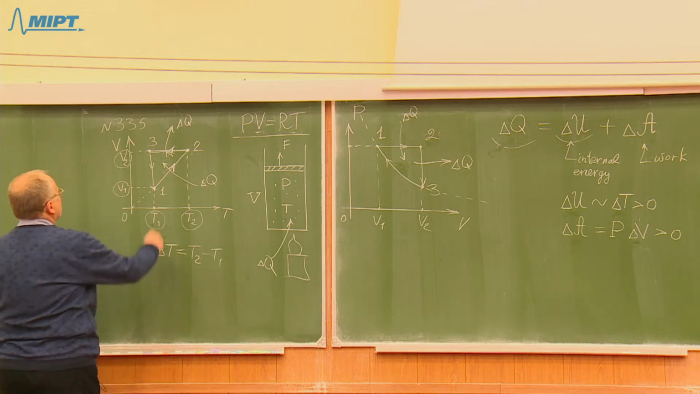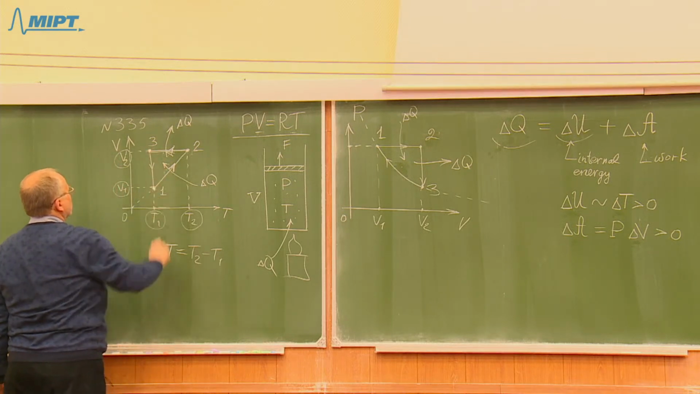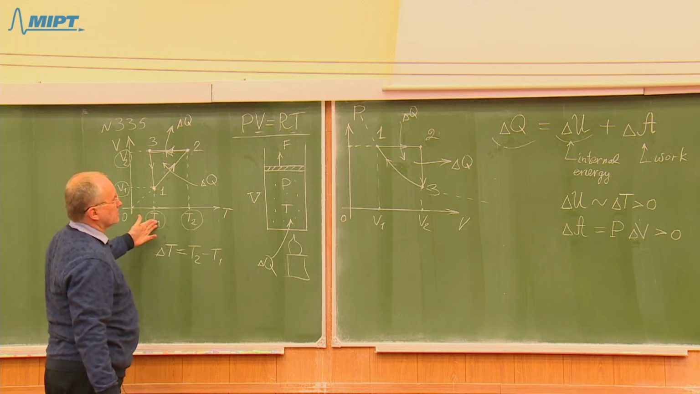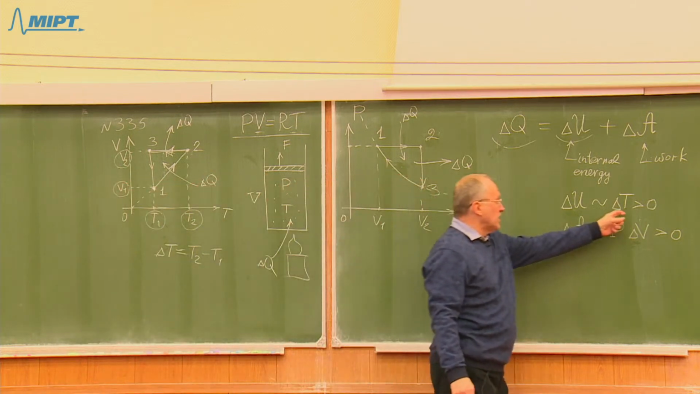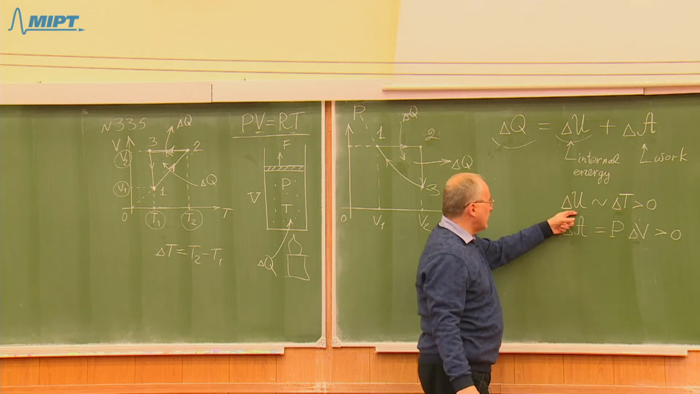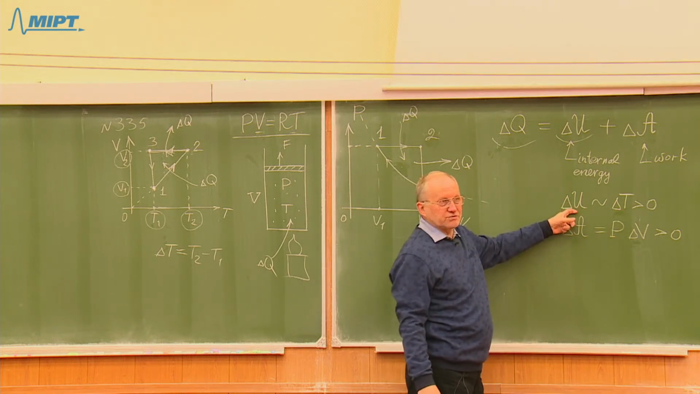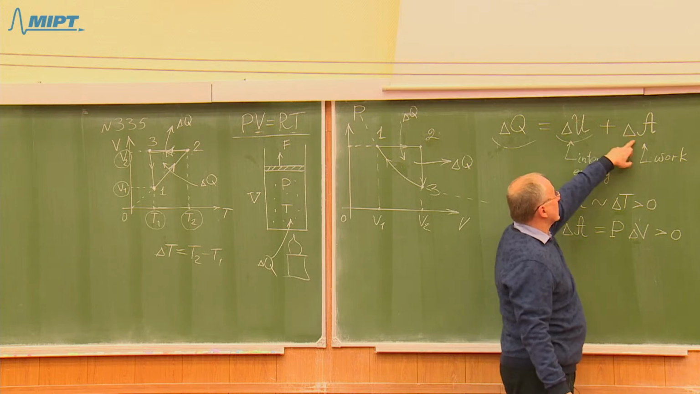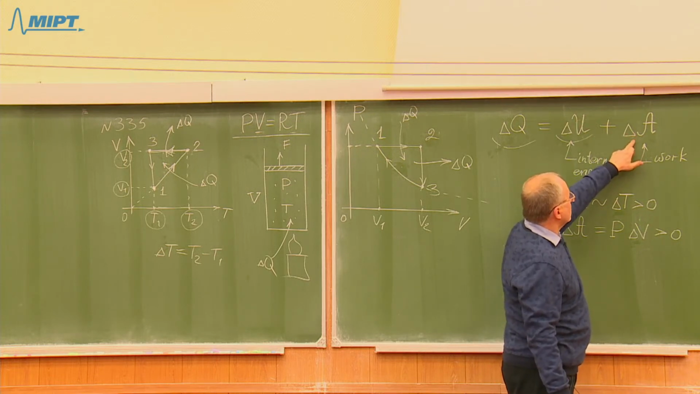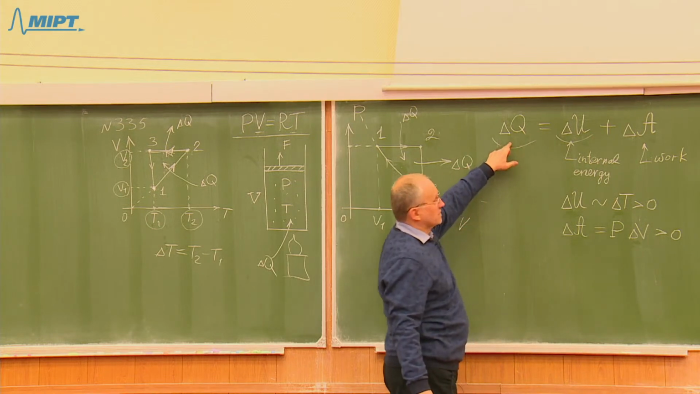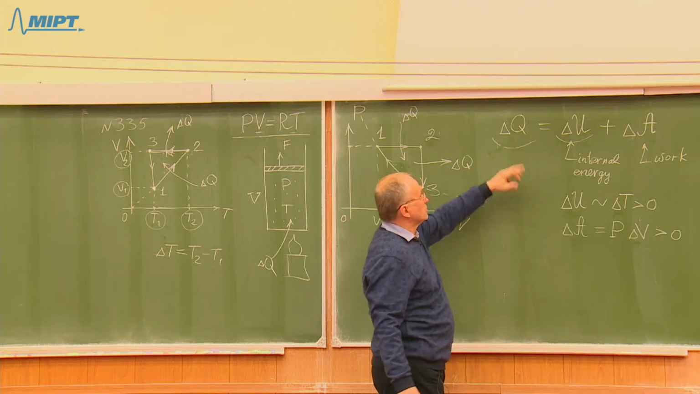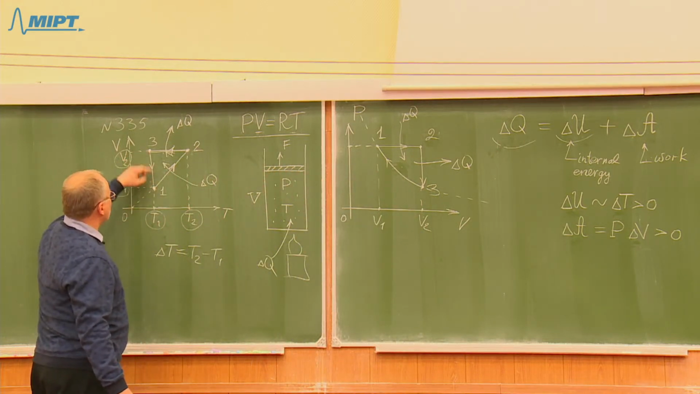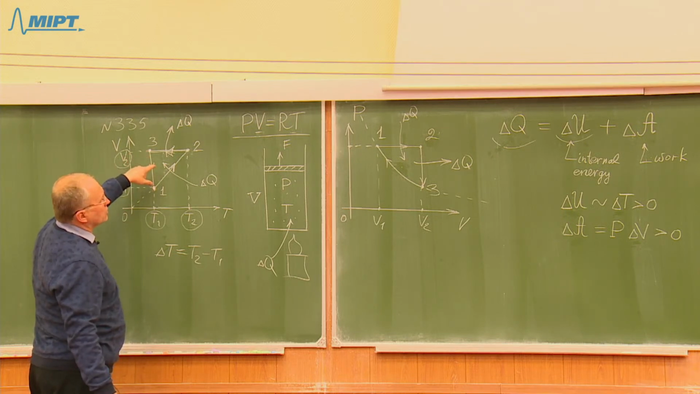And then what happens during the process 3-1? Temperature is constant. Look here, temperature is constant. It means that the change in temperature is 0, and therefore the change in internal energy is also 0, and therefore the first term here is 0. So only the second term may have its impact on the value of delta Q, the amount of heat energy transferred to or from the gas.